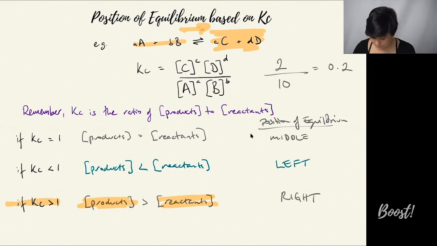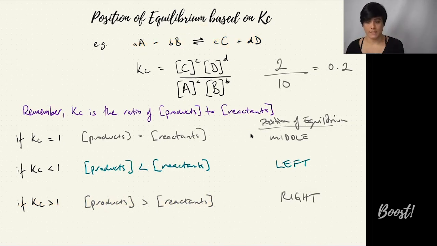Okay, so we can easily, from the value of Kc, tell whether the equilibrium is shifted towards the right, i.e. making more products, or towards the left, i.e. making more reactants. So as well as being able to write an expression for Kc, it's also important to understand what the value of Kc tells us about the position of equilibrium.